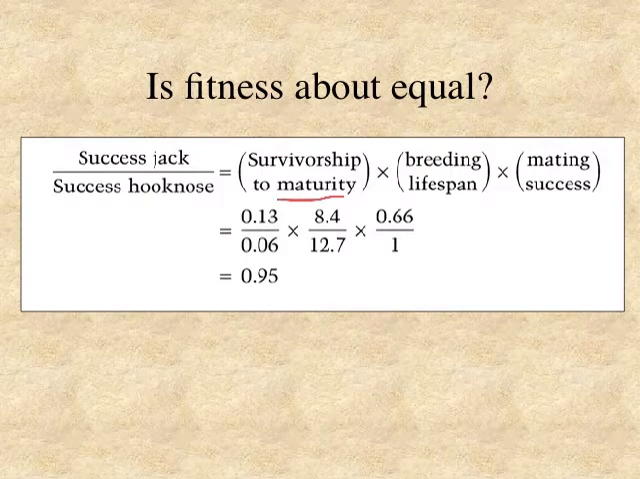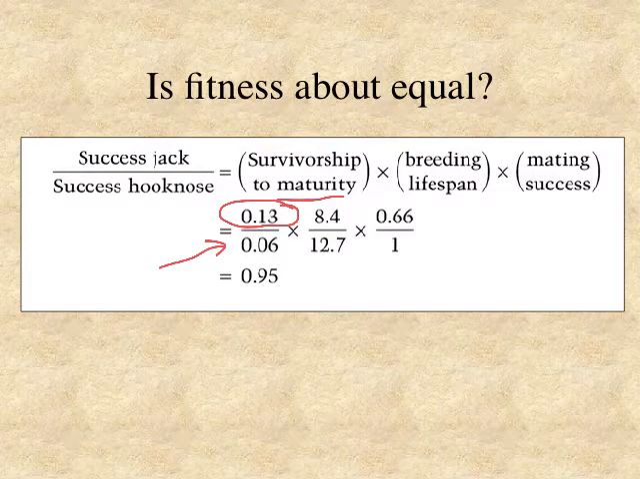About 13% of jacks survive to maturity and come back from the ocean, and that's about twice as high as it is for the hook nose. And that makes sense because they spend one less year in the ocean facing possible predators and so on. So your survivorship to return to breed is much higher if you're a jack than if you're a hook-nose.